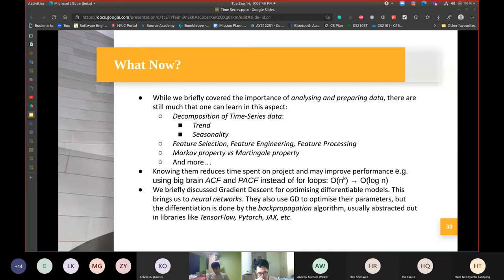As you can see, we sort of skipped a lot of the theory and the heavy parts. So we skipped feature selection, feature engineering, feature processing. We skipped the Markov property and the Martingale property. They are there in the slides, but we didn't discuss them in depth. Also, how to get P, D, and Q, the orders of your model. In the slides, we just said using for loops, right?